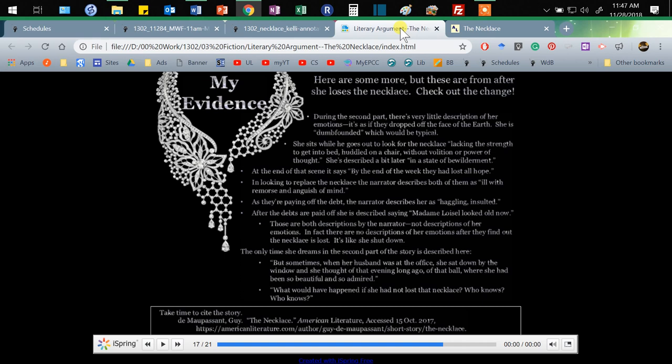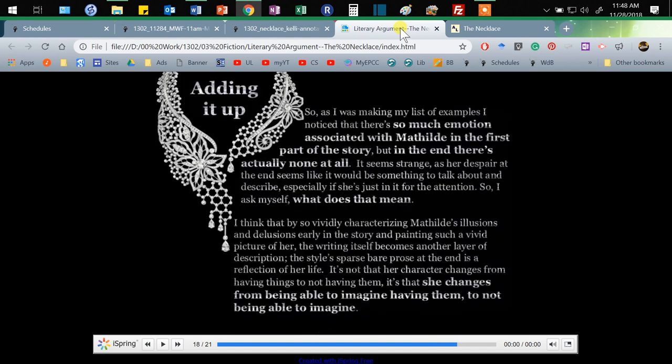And so in that moment, I may rewrite this later, I may decide I don't agree with this as much, but the me who wrote this said, wait, there's some distinction here. Something is going on. That's so much emotion at the first and at the end. And what does it mean? So I just have some warm-up writing here. What I said is I think by so vividly characterizing Mathilde's illusions and delusions early in the story and painting such a vivid picture of her, the writing itself becomes another layer of description.